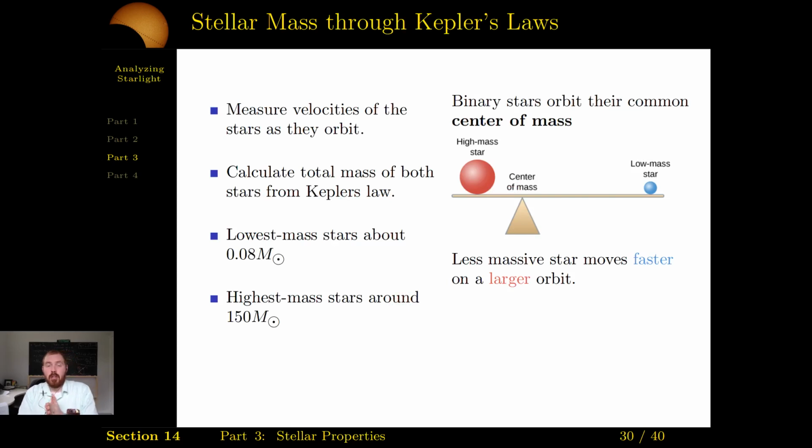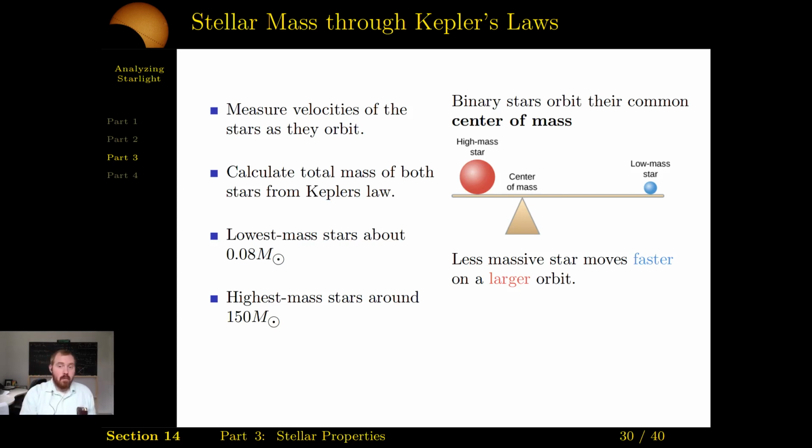So let's go through this, all right? Basically using Kepler's laws, you're going to have a high mass star and a low mass star. They are going to orbit their common center of mass. So they're doing big orbits around that center of mass. So you look at Doppler shifts, right? You look at Doppler shifts in those stars' velocities, and you get how quickly they're moving around. From that, you can get the total mass of both stars, how quickly they orbit their center of mass.